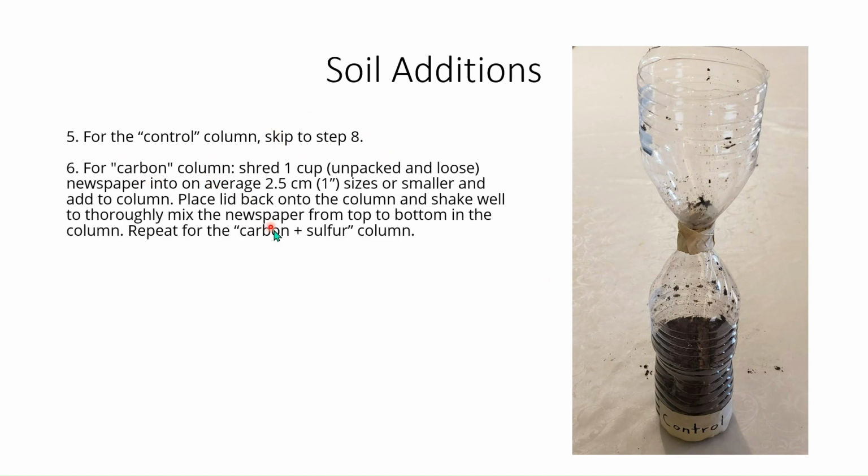For the carbon column, the one labeled carbon, you're going to shred 1 cup of newspaper into about 1-inch sizes or smaller and add it to the column. And then you're going to put the lid back on the column. You're going to shake it up well. It's going to be hard. You're going to have to turn it upside down and left and right, shake it all up so that the newspaper is spread throughout the entire column. And then you're going to need to also do that for the carbon plus sulfur column.